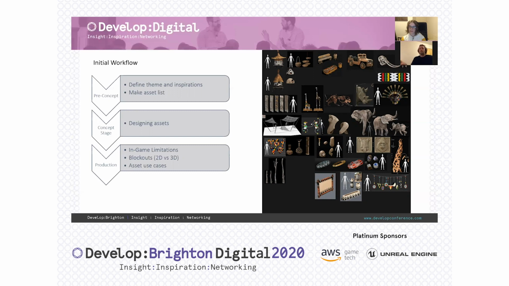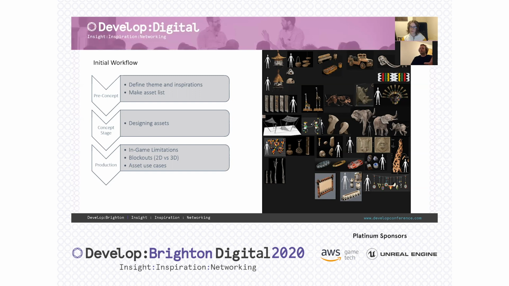So initially, we would define the theme and we would get inspiration, like a mood board. For example, on the right here, you see our Africa theme that we shipped with base game. So we would look at reference for architecture or color or patterns or anything that's interesting that we could use to understand what this theme would look and feel like.